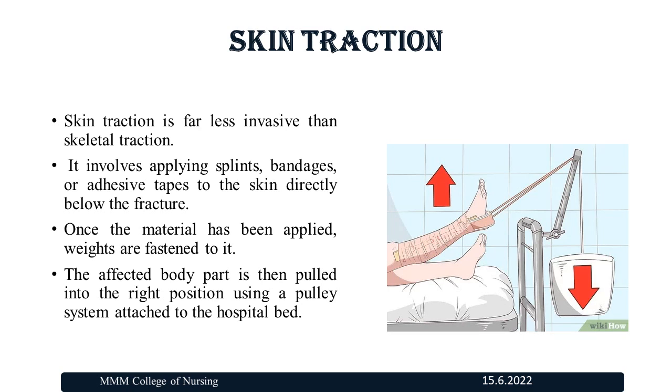Then we'll see skin traction. Skin traction is far less invasive than skeletal traction. It involves applying splints, bandages, or adhesive tapes to the skin directly below the fracture, as shown in the picture. Once the material has been applied, the weights are fastened to it. The affected body part is then pulled into the right position using a pulley system attached to the hospital bed.